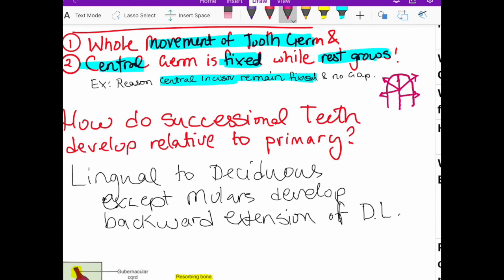Then how do the successional teeth develop relative to primary teeth? They are always lingual in the successional lamina, except the molars, which develop with the backward extension of the dental lamina.